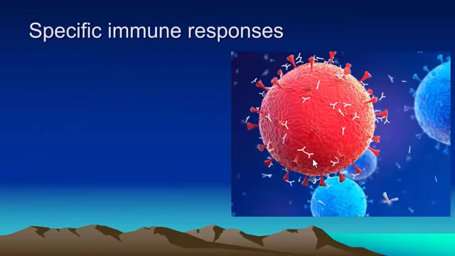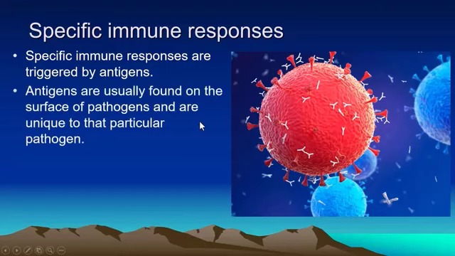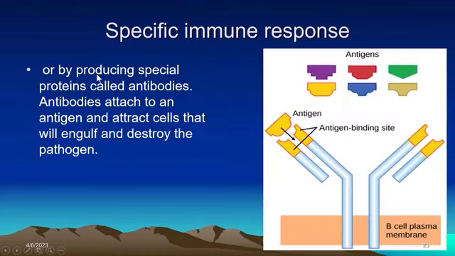Specific immune responses are triggered by antigens. Every pathogen, bacteria, or virus has antigens on its surface. Antigens are usually found on the surface of a pathogen and are unique to that particular pathogen. Every pathogen has a different type of antigen on its surface. The specific immune response produces specific proteins called antibodies.